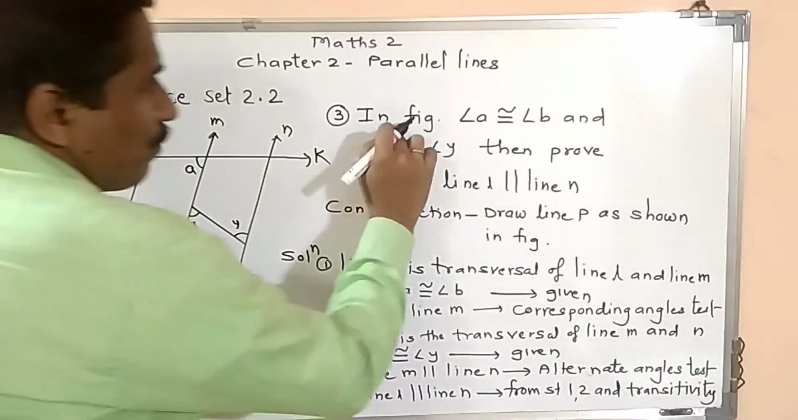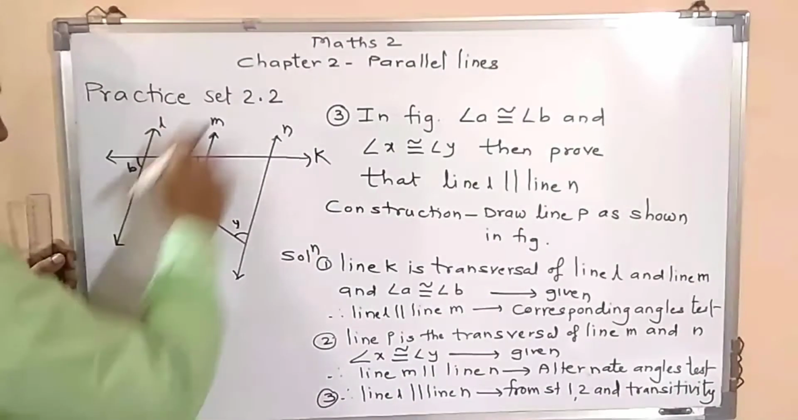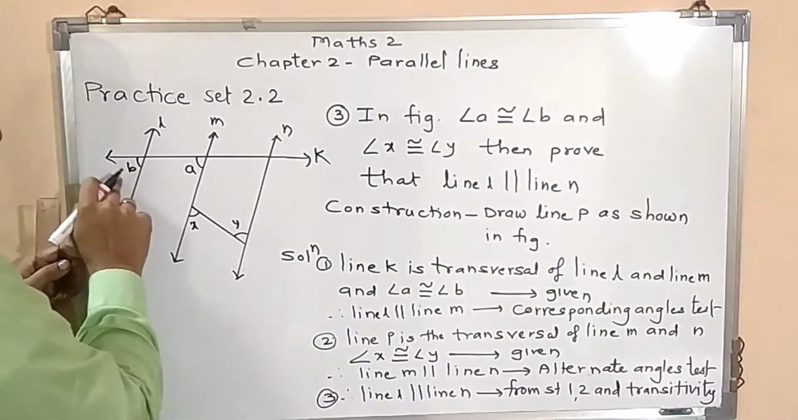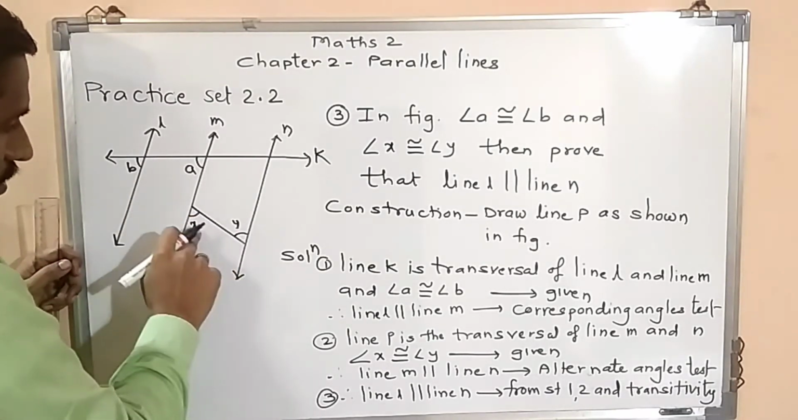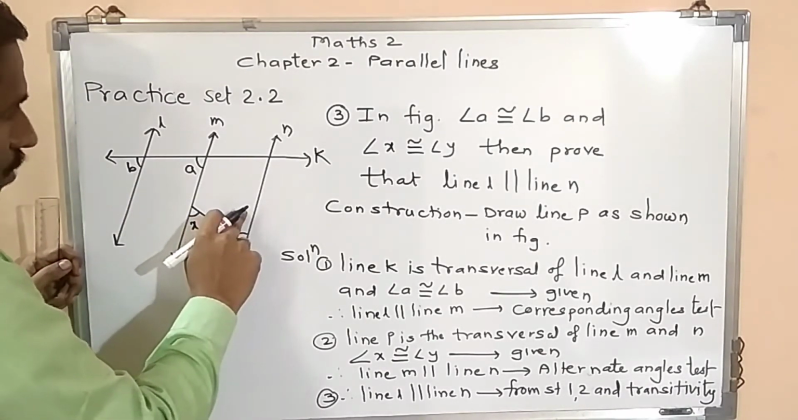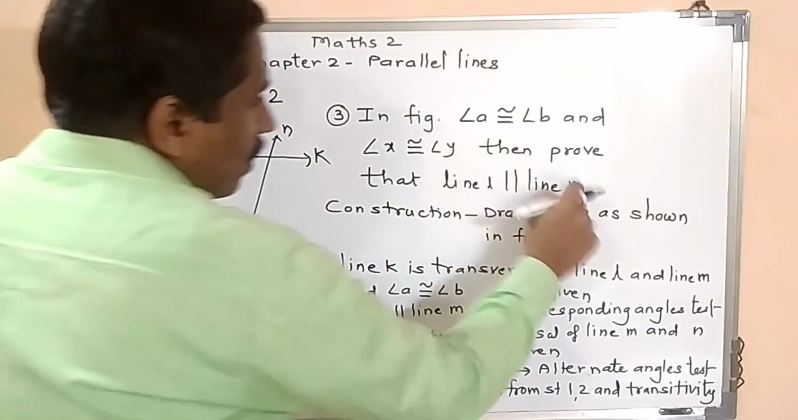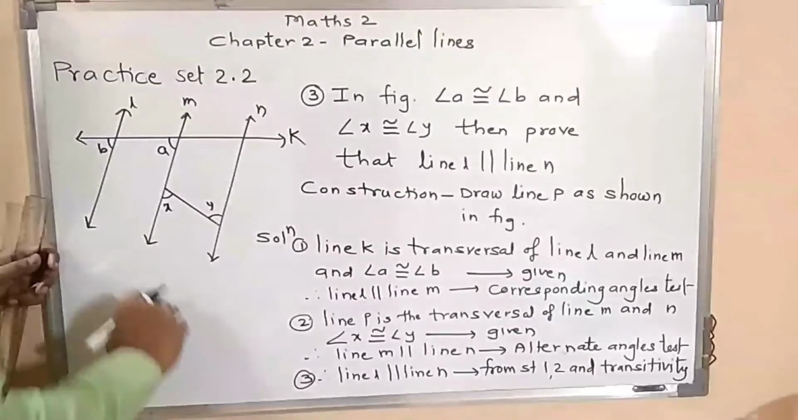Question number 3. In the figure, angle A is congruent to angle B. This is line L, line M, line N, line K is the transversal. This is angle A, this is angle B. Angle A is congruent to angle B. Angle X is congruent to angle Y. What do I have to prove? Prove that line L is parallel to line N. This I have to prove.